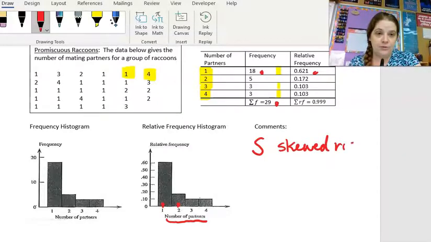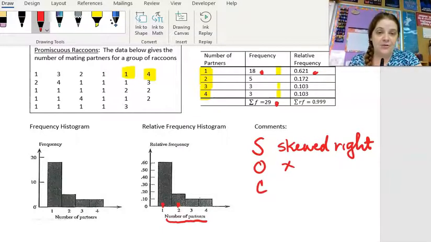Okay, skewed to the right. I do not see any outliers, so I wouldn't comment on that. And for center, we could probably find our median here pretty easily. There are 29 values, which means that the median would be the 15th number, 14 on the left, 14 on the right, and 1 in the middle.